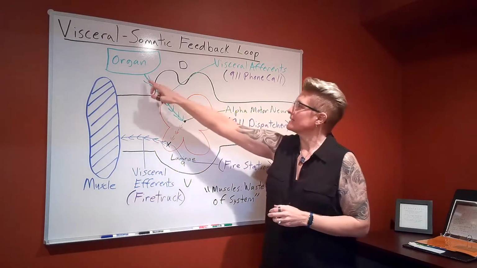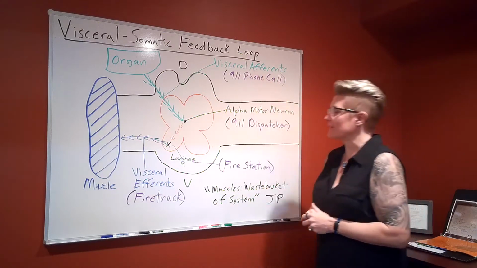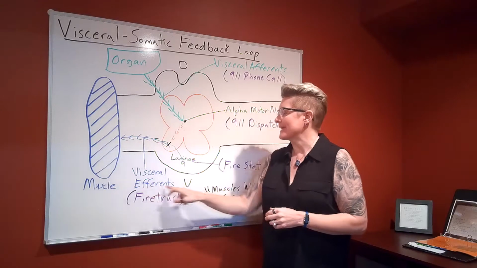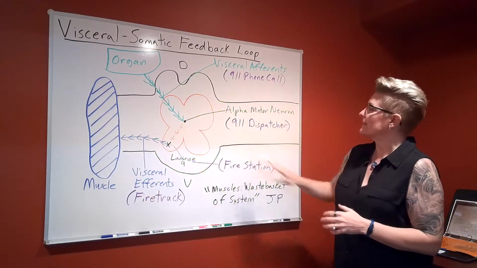And then this little green line here is the visceral afferents. A is an apple, so visceral afferents. And this little blue line here is the visceral efferents. E is in ear. And so that's the layout here.